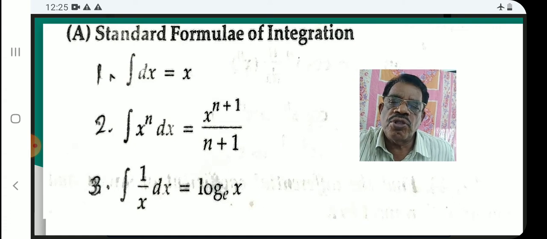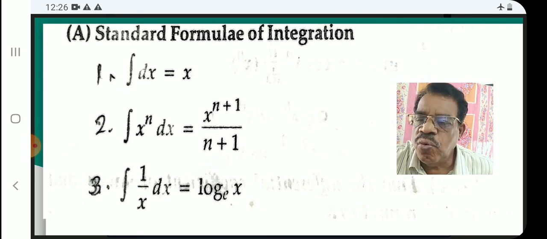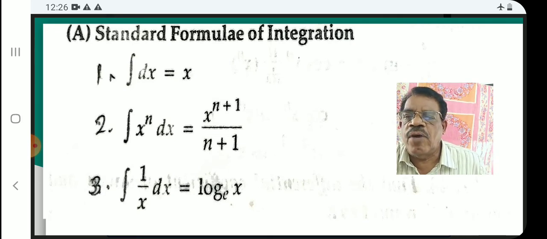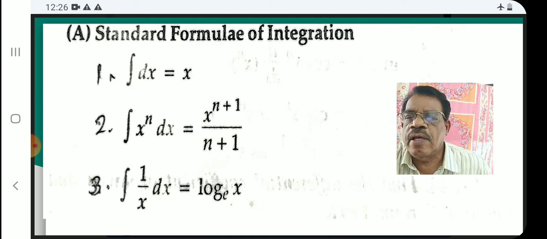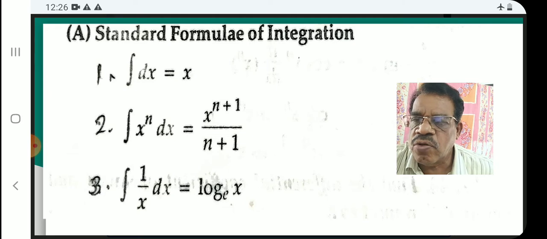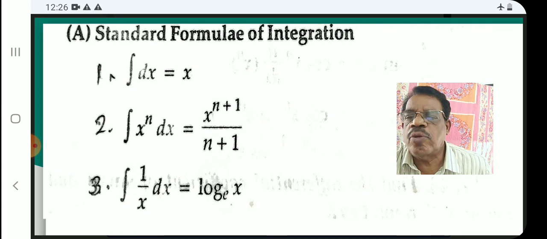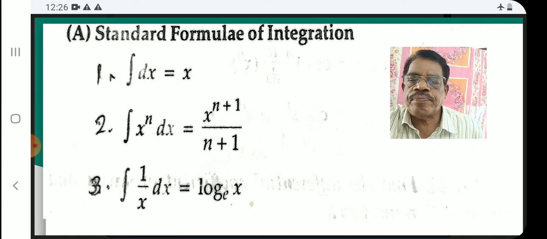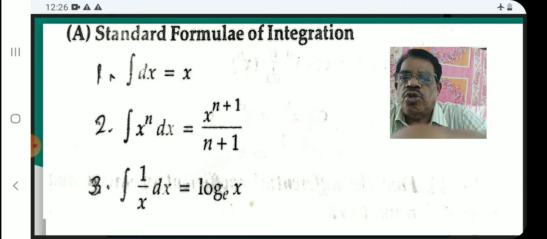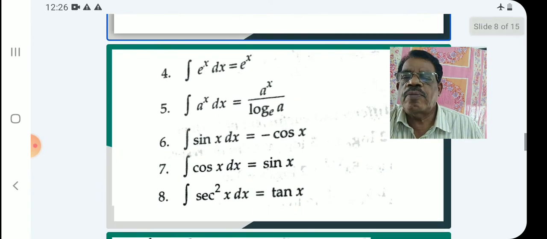A constant c is also added along with it. When we do an indefinite integral, we have to put a constant c along with the result. That is integral dx is x plus c, where c is the constant of integration. Integral x raised to n dx is x raised to n plus 1 by n plus 1. Integral 1 by x dx is log x to the base e plus c. There is of course the constant of integration, and that constant may be 0 also.